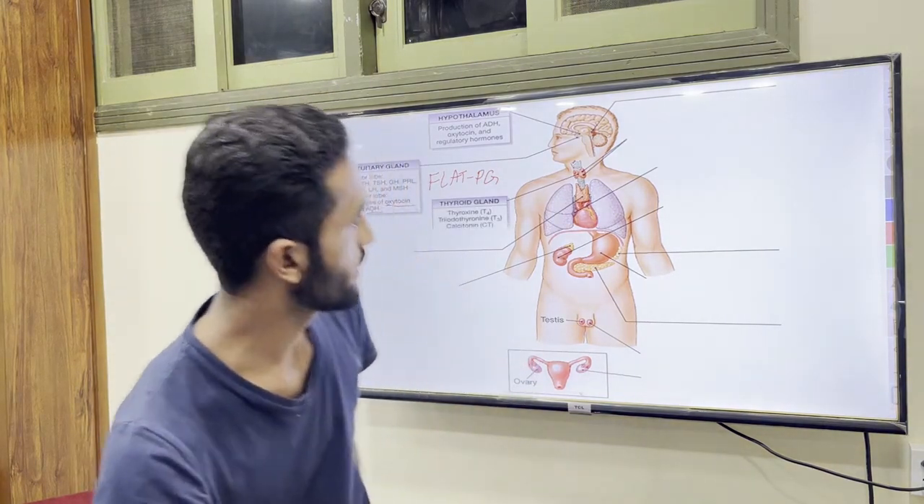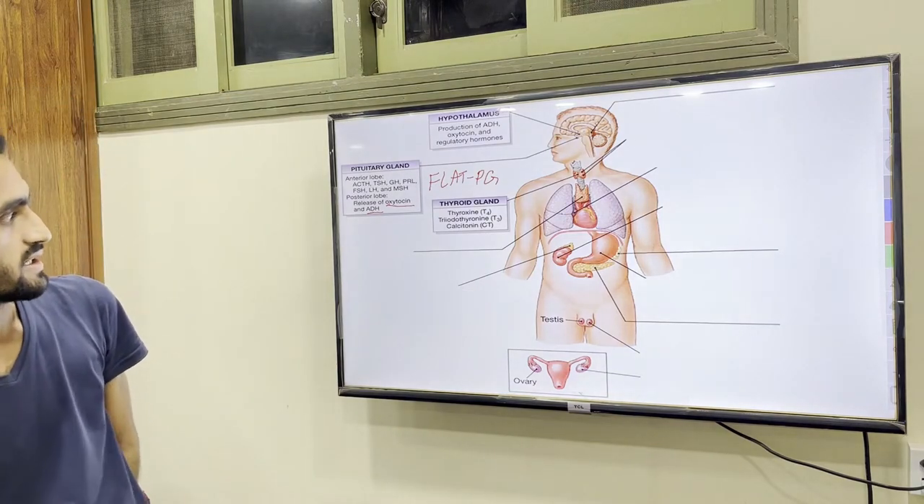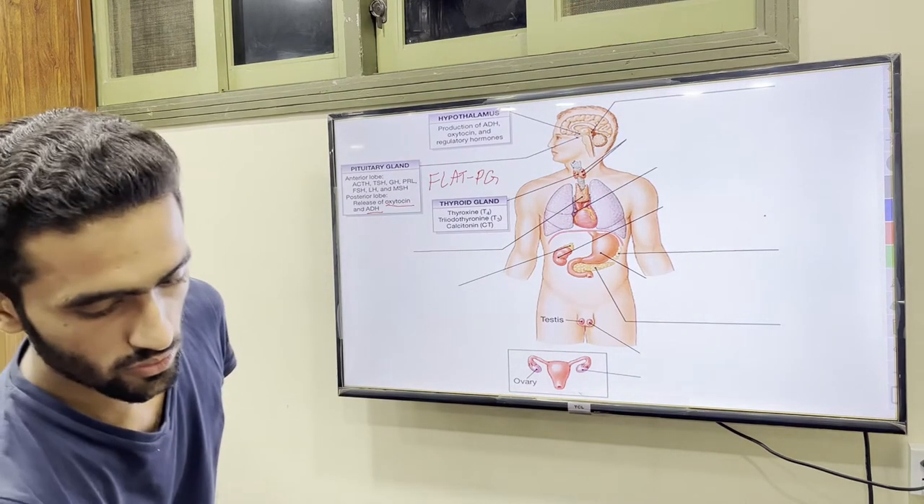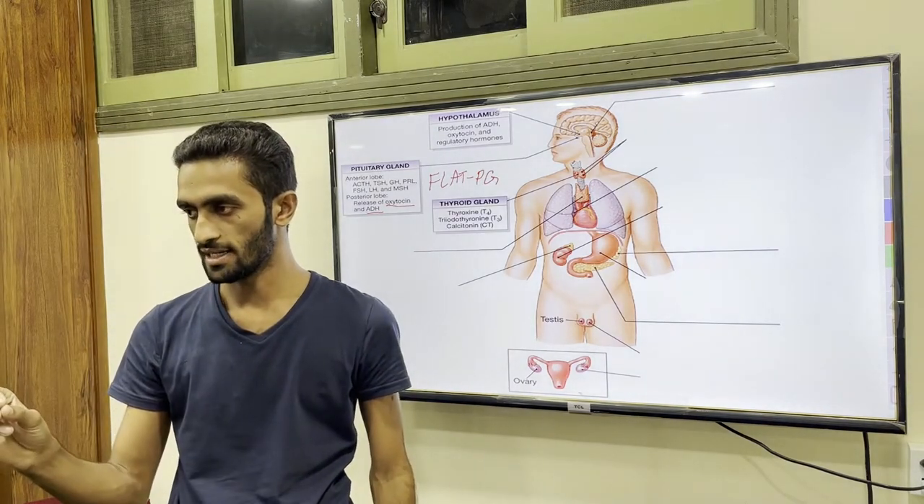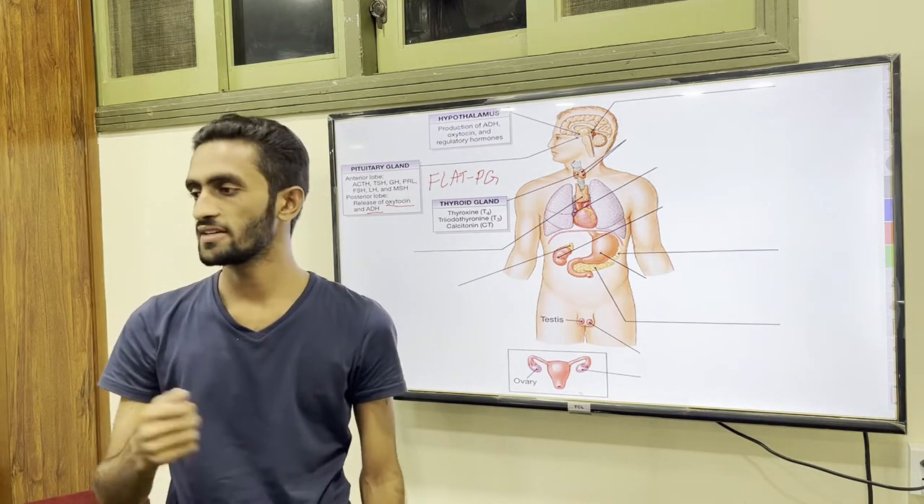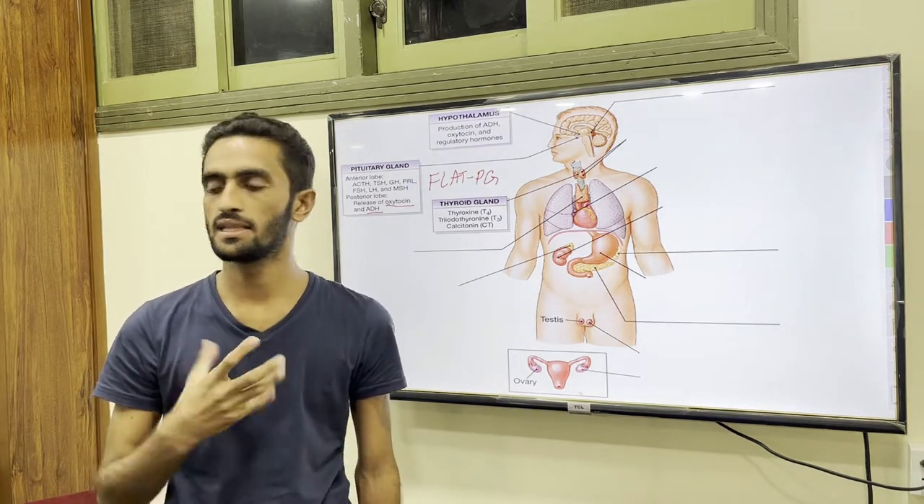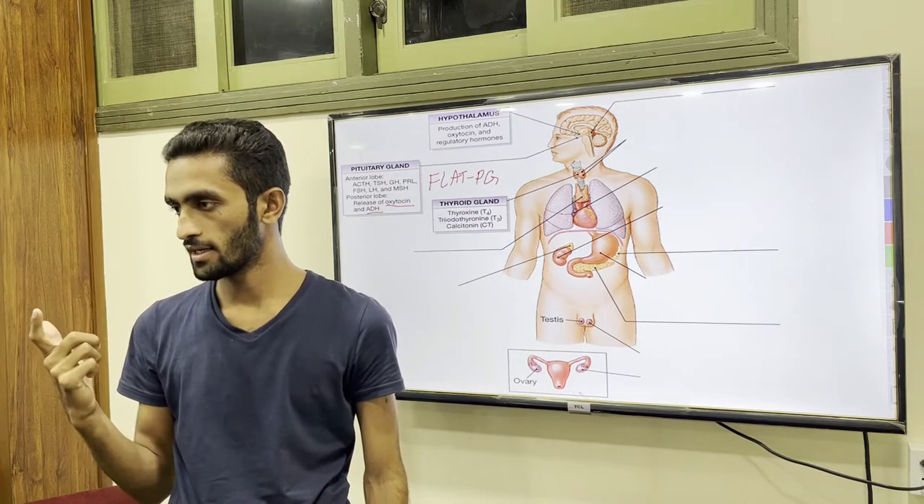Just look at the hormones. Here is your thyroid gland. The thyroid gland has two types of cells, the follicular cell as well as the parafollicular cell. Follicular cells secrete T3 and T4. Their function is to maintain the basal metabolic rate. What do you mean by the basal metabolic rate?